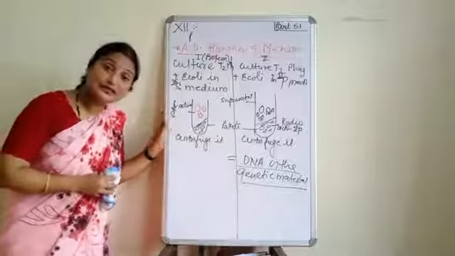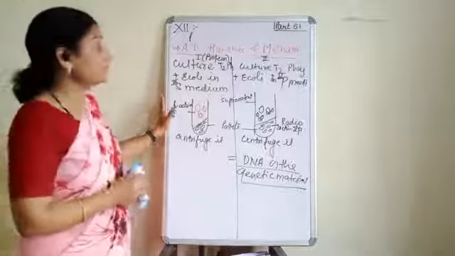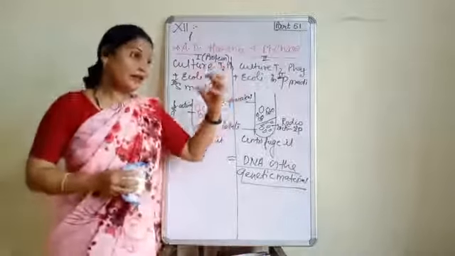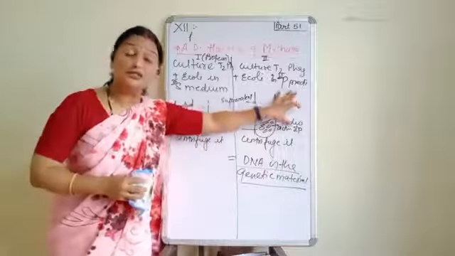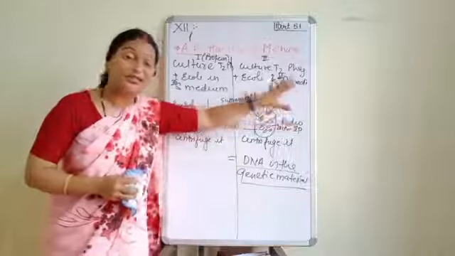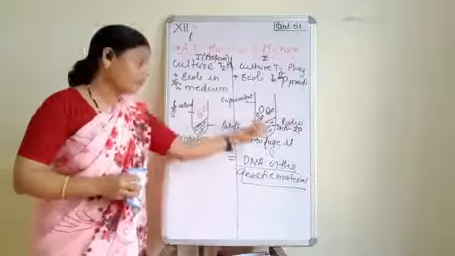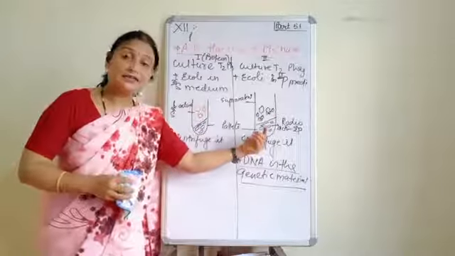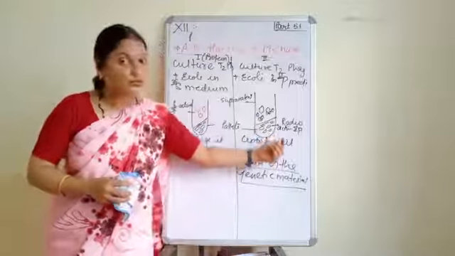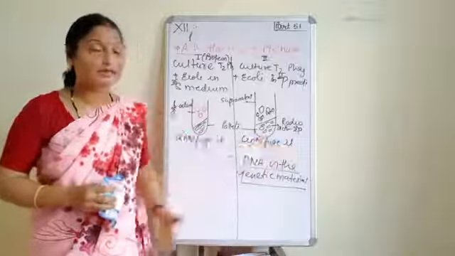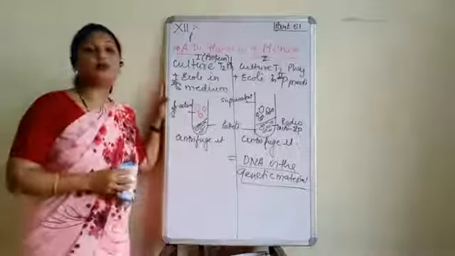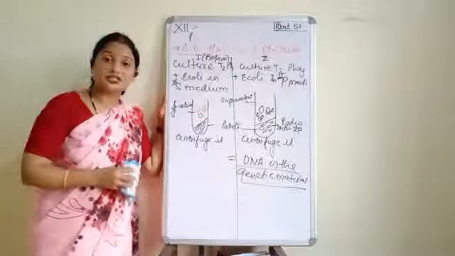Why is DNA the genetic material? Because phosphorus is the main component of DNA, and the phosphorus is showing that it is the genetic material as it has been transmitted to the bacteria. Clear? So this is all about the experiment of Hershey and Chase.